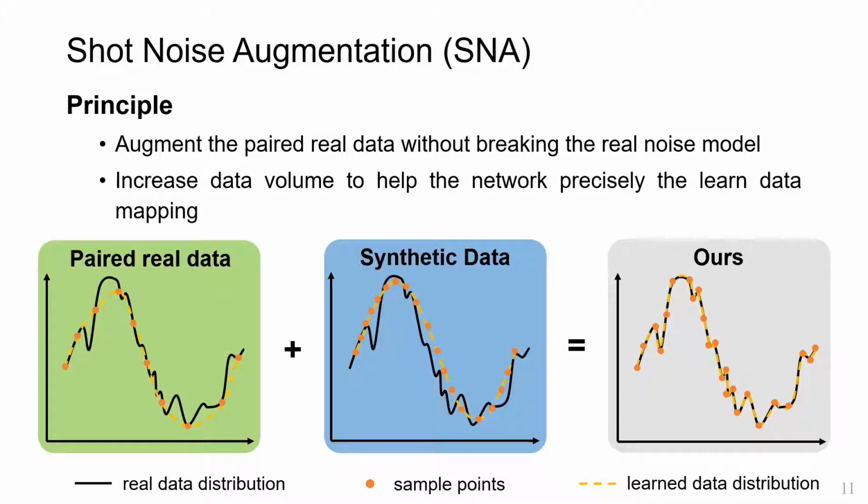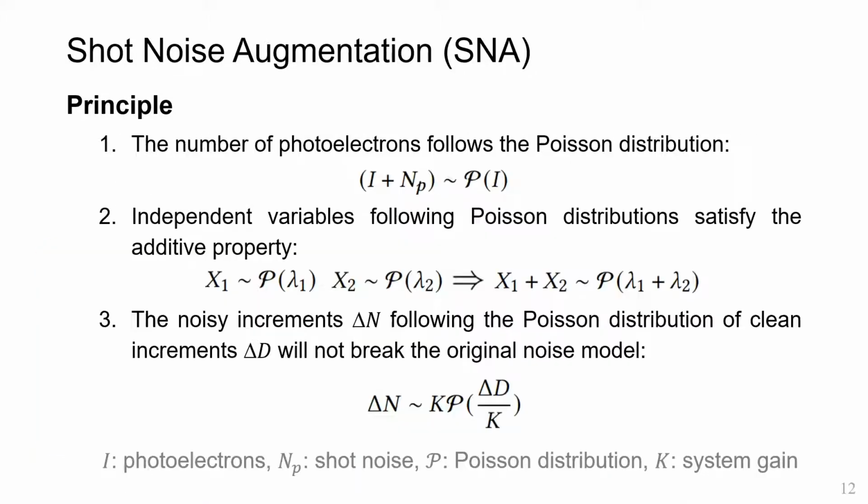First, we will introduce the principle of the SNA. Our target is to augment the paired real data without breaking the real noise model. Increasing data volume can help the network precisely learn the data mapping, which will promote the denoised image with clear texture. The proposed SNA is based on some simple physical and mathematical principles. This is the quantum nature of light and the uncertainty of collected photon numbers. The number of photoelectrons follows the Poisson distribution.